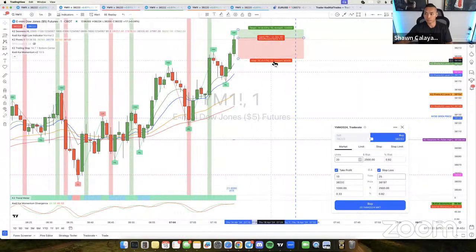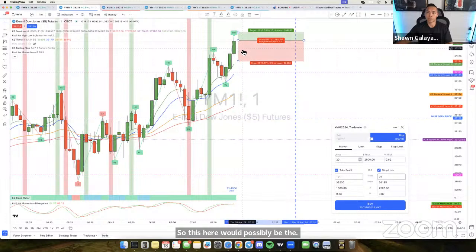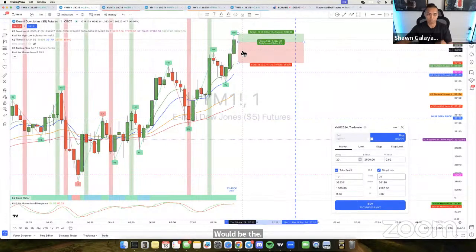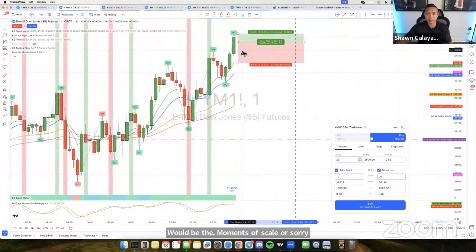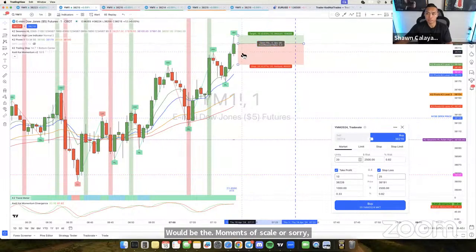So this here would possibly be the momentum scalp, or sorry, the momentum divergence. If anybody's looking to take it, I'm not going to take it. I'll just follow it. So I'm kind of curious to see how it plays through.